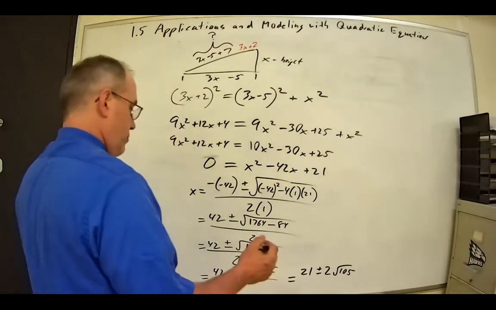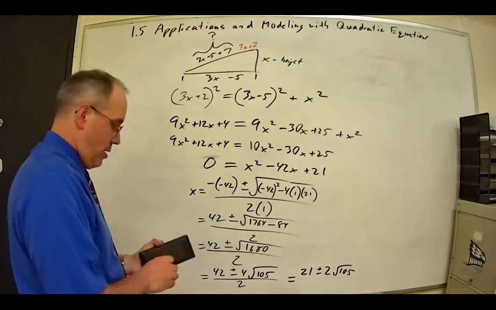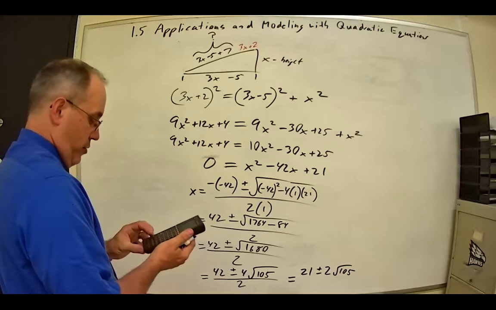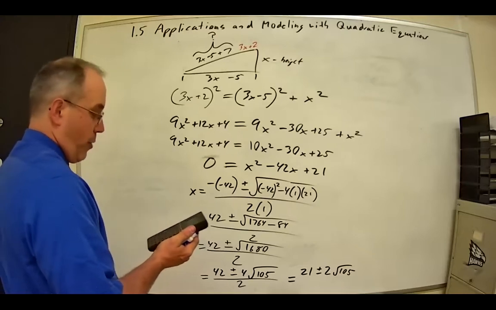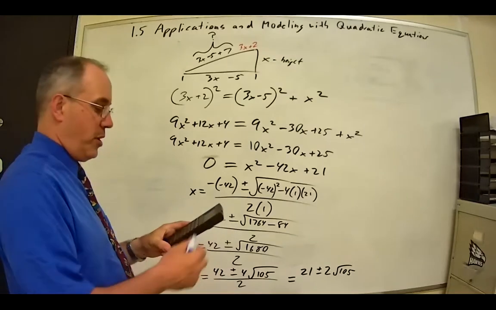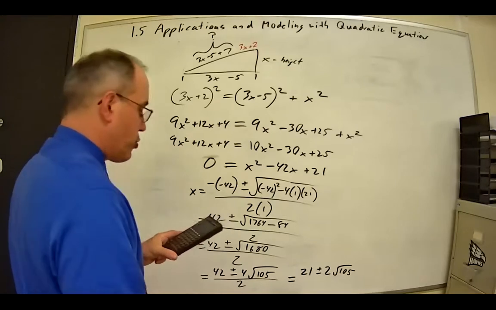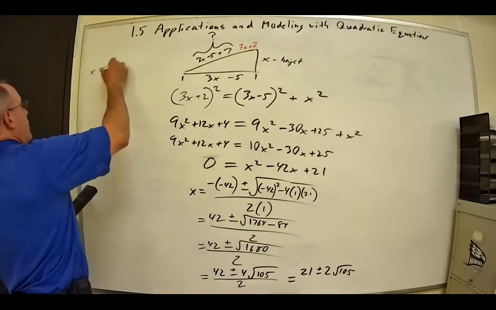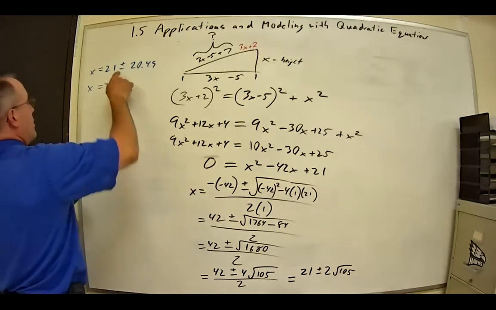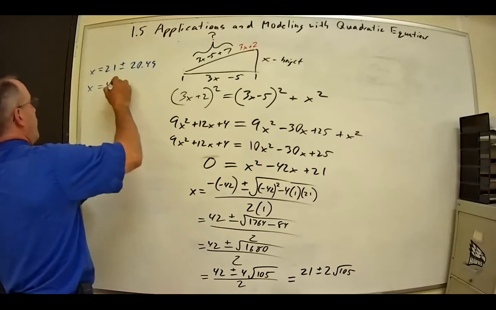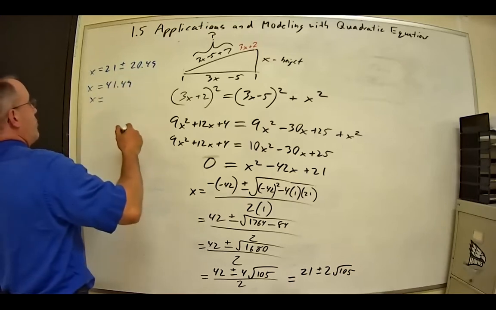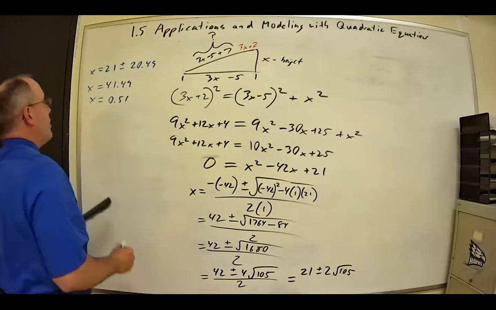So x is equal to, and obviously we're going to have to round this. Using 10.25 times 2, it was actually a little less than that, I had rounded it, but using my whole number, I get 20.49. So I have approximately x equal to 21 plus or minus 20.49. So x is equal to 21 plus 20.49, which is 41.49, and 21 minus 20.49 is 0.51.